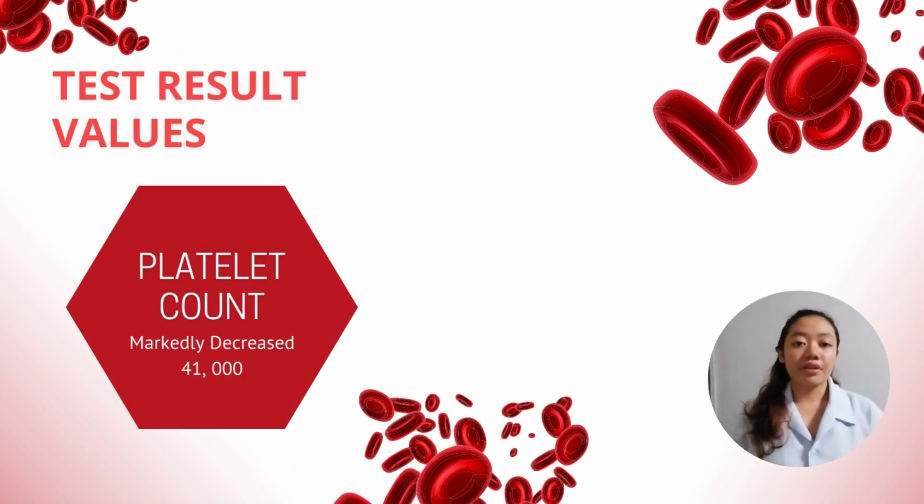The normal range is 150 to 400 times 10 raised to 9 per liter, or 150,000 to 400,000 per milliliter. Since the value for her test result is 41,000, which is far below the normal range, it is valued as markedly decreased.